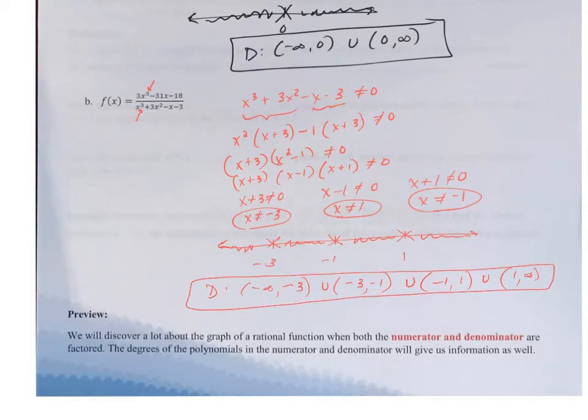Okay, so we are going to learn a lot about rational functions today. There's a lot that we can tell just by looking at the numerator and the denominator. We're also going to look at the degrees of the polynomial, and that'll give us additional information about our rational functions. So lots of detailed work today as we learn more about rational functions.